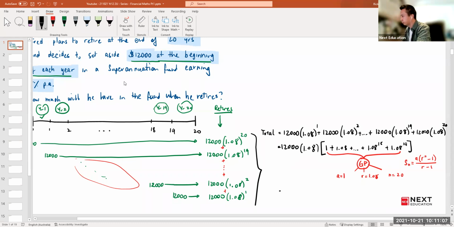Guys, plug that in, and you get 12,000 times (1.08^20 minus 1) over 1.08 minus 1. I'm just going to use red to denote the GP substitution, where A, which is 1, is replacing this guy, times R to the power of n minus 1, over R minus 1. And if you punch that all into your calculator, the total amount that Fred gets when he retires is $593,075. Let's always do it to the nearest cent.